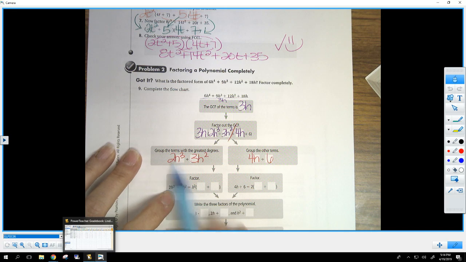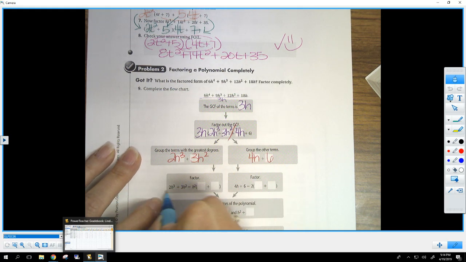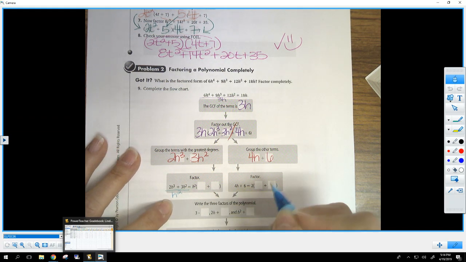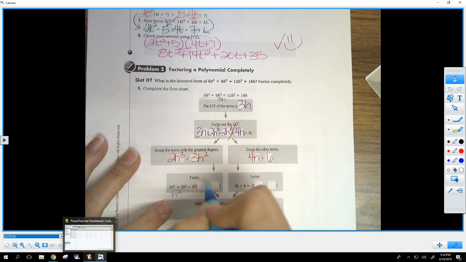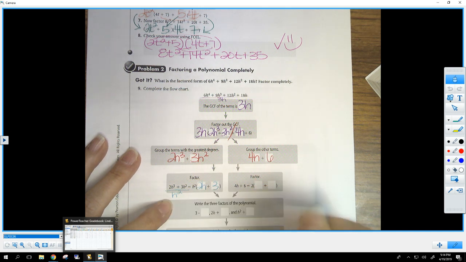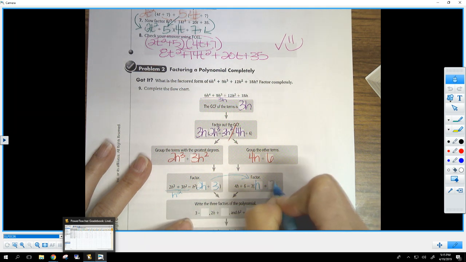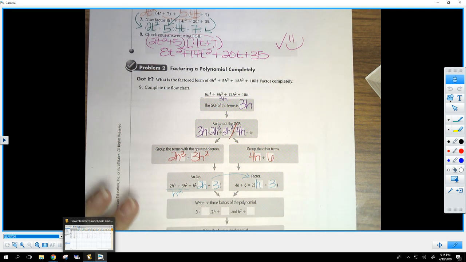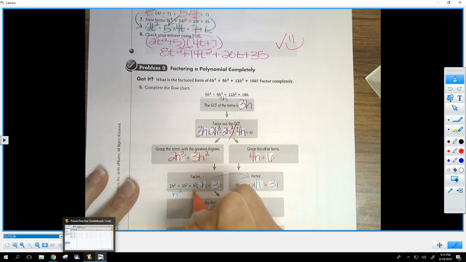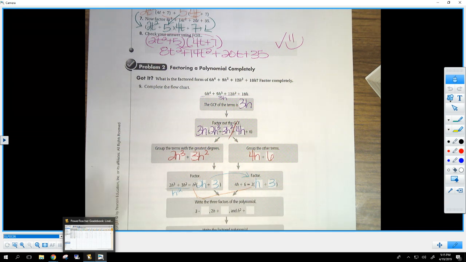My greatest common factor is h squared. So basically we're dividing it by h squared. I get 2h plus 3. And remember, whatever this is, this has to be the same, right? And here, take these 2 and I put them in, right?